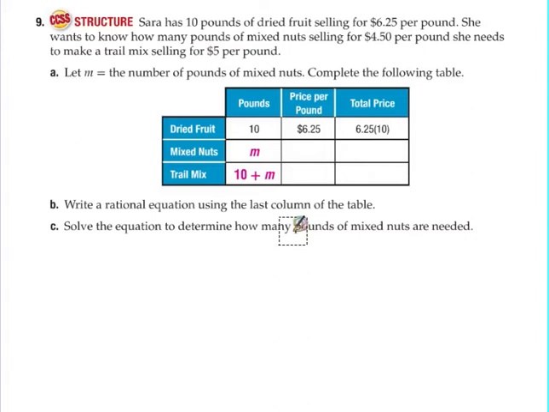Okay, so now how much does the mixed nuts cost per pound? $4.50. How much does the trail mix cost per pound? $5. Yep. So then now, how can I figure out how much I'm going to spend for mixed nuts? What will that be? M times $4.50. Good. And then here I'm going to get $5 times 10 plus M. Okay?